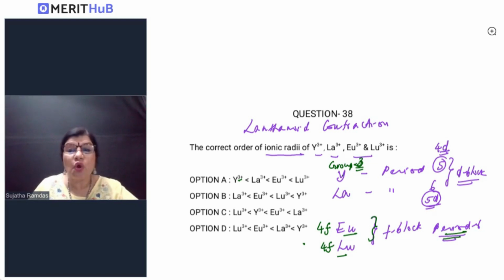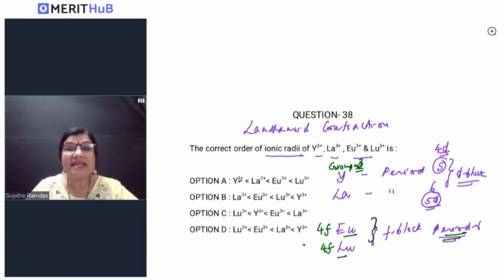Now, lanthanum, europium, and lutetium all belong to the same period. In europium and lutetium, the screening electrons are present in the 4f subshells, right? You know that the f subshells have a complex shape. Because of the complexity in the shape of f orbitals, the screening effect is not perfect. Because the screening effect is not perfect, the attraction by the nucleus is significant.